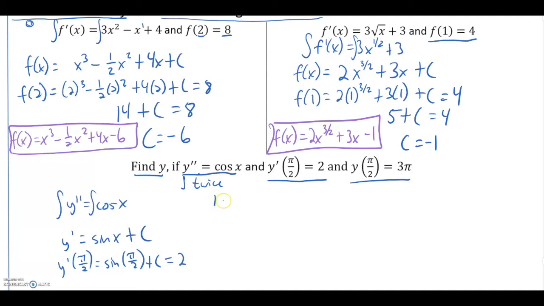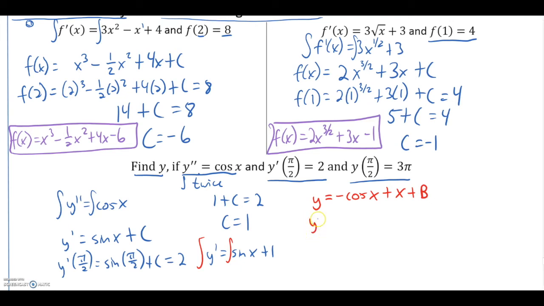Sine of pi over 2 is a positive 1, which is going to leave c to also be a positive 1. And our actual y prime equation is going to be sine of x plus 1. Integrating y prime will give us that y that we were looking for, and it will be equal to the integral of positive sine of x, which is negative cosine of x, plus the integral of 1, which is x, plus another constant. We'll call this capital B and just move back a letter.